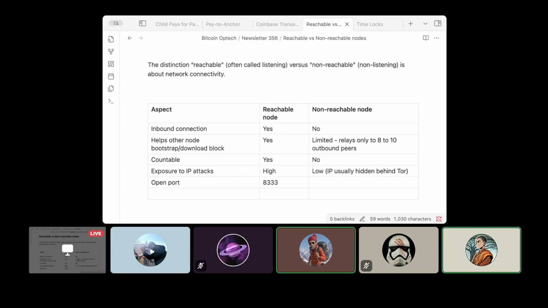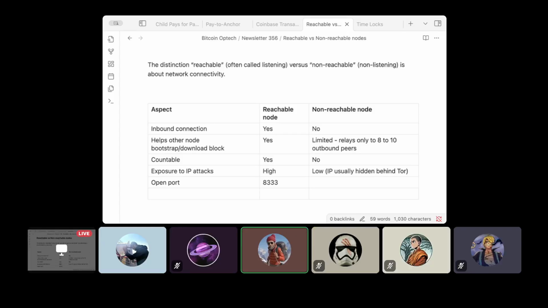Okay. So, Bala, I think by default, Umbrel nodes are reachable, right? It's only when you use Tor services, then it becomes unreachable. Am I right? No, by default, all nodes are non-reachable. By non-reachable, it doesn't mean you don't accept any incoming connection. You limit your incoming connection to 8 to 10 peers, and this list of peers is maintained and regulated by Bitcoin Core itself.